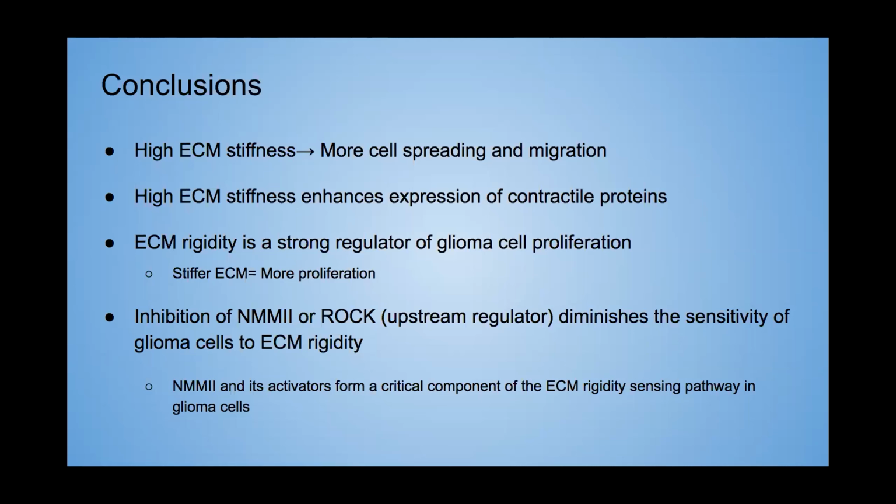And one thing that they say as well is that non-muscle myosin 2 and its activators are a critical component of the ECM rigidity sensing pathway. So it makes sense a little bit as to why that might be. But there's actually a deeper theory that the authors talk about as far as specifically why certain cells can still exhibit some migrational patterns even on soft substrates, even with non-muscle myosin 2 or ROC being inhibited.